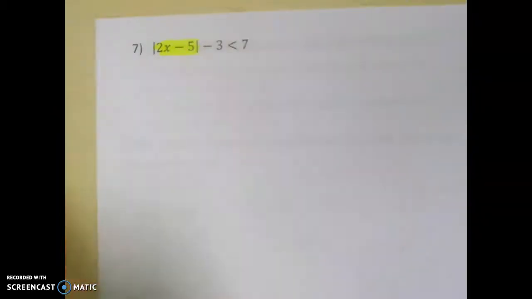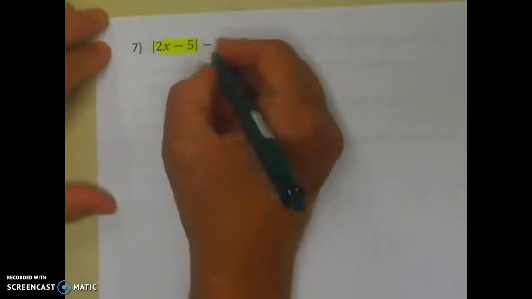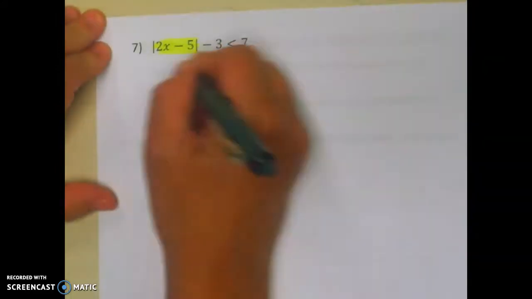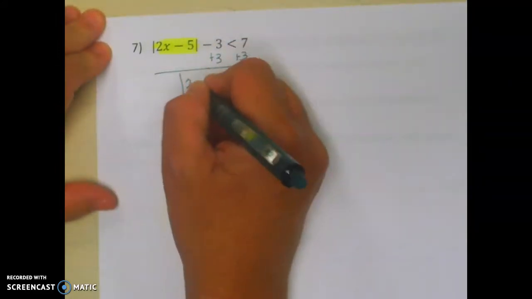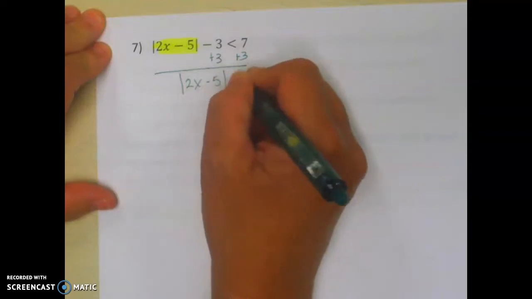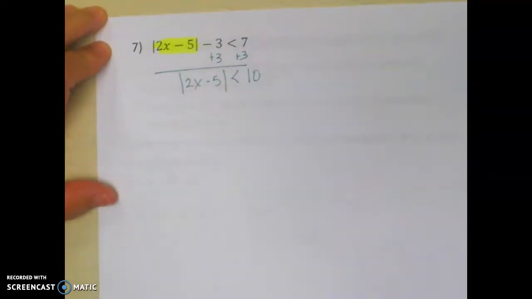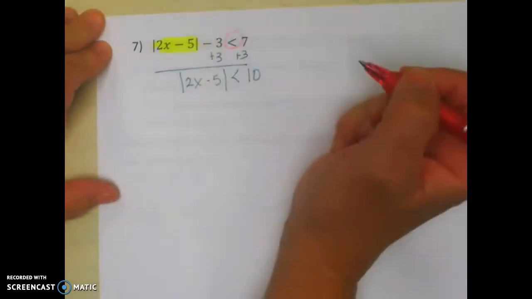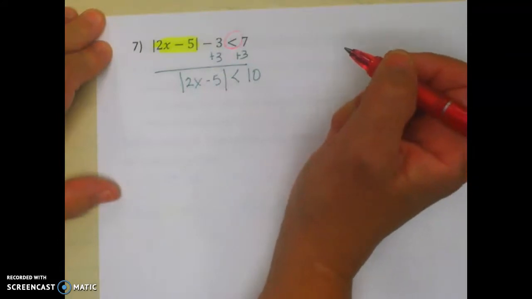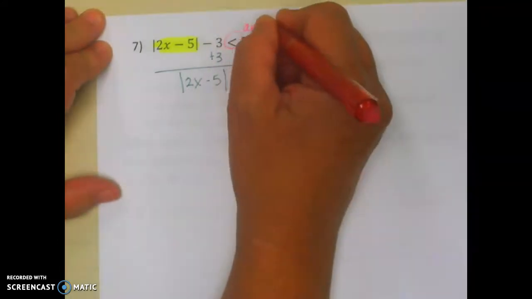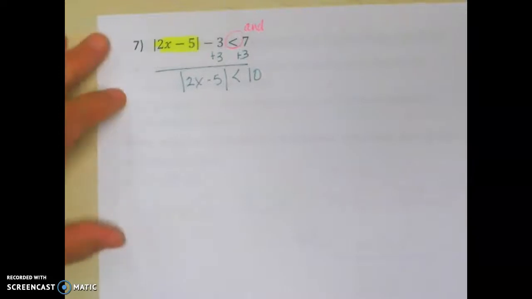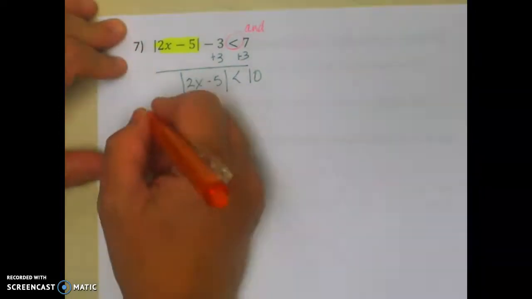All right, we're going to isolate the absolute value. Make sure I've got it on so you can see what I'm doing. So I'm going to start by adding 3 to both sides. And I have the absolute value of 2x minus 5 is less than 10. And remember, you look at the original sign to determine if it's an and or an or. This one's pointing to the left, so this is an and. Now that I've got the absolute value by itself, I'm going to do two equations.